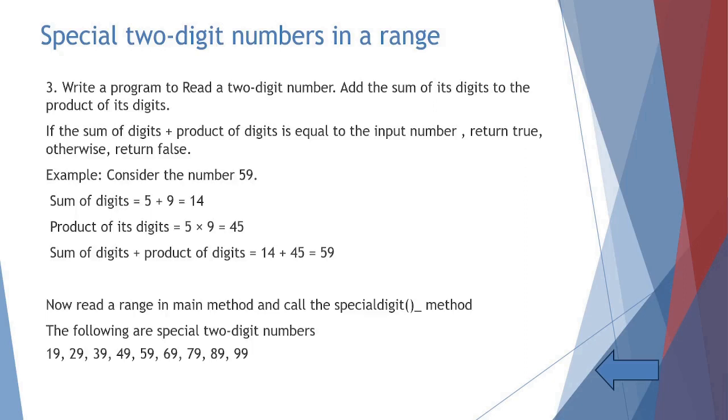Now consider the number 59. Sum of digits, 5 plus 9, is equal to 14. Product of its digits, 5 into 9, is equal to 45. Now sum of digits plus product of digits, 14 plus 45, is equal to 59. That is equivalent to the original number. Now read a range in main method and call the special digit method. Range, maybe 10 to 99.